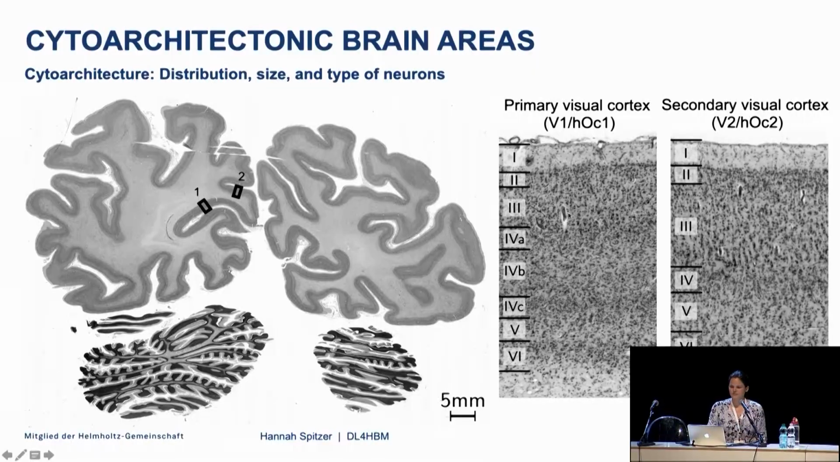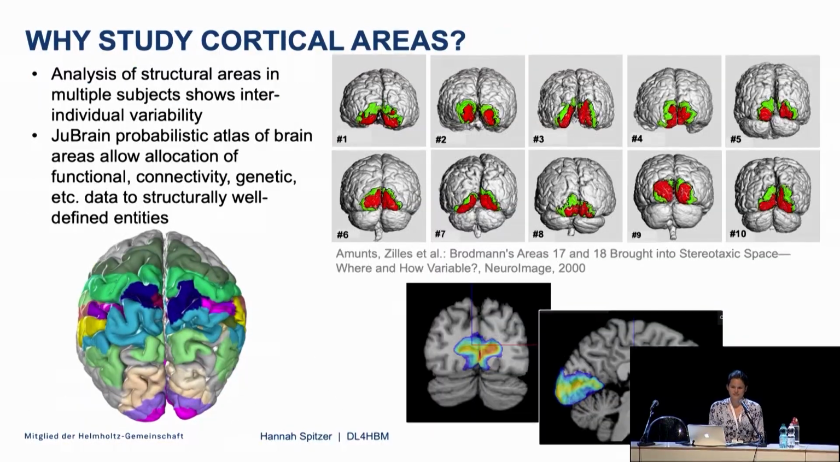And what we can also appreciate on these bigger extracts here on the side is that the laminar structure of the cortex changes throughout different parts in the cortex. And this is what constitutes, by definition, the differences between two cytoarchitectonic brain areas. And these are the brain areas that we at my institute, the INM1 at the Research Center Jülich, are particularly interested in.